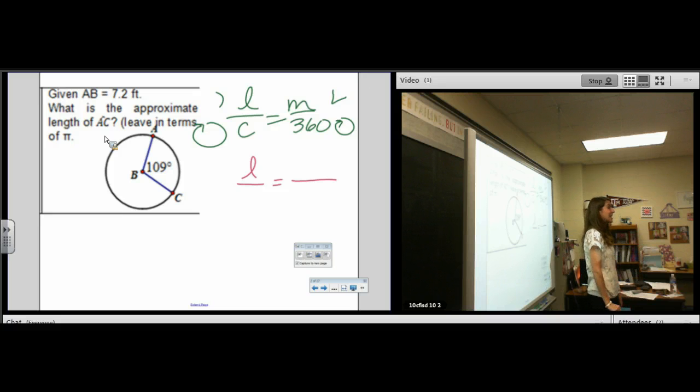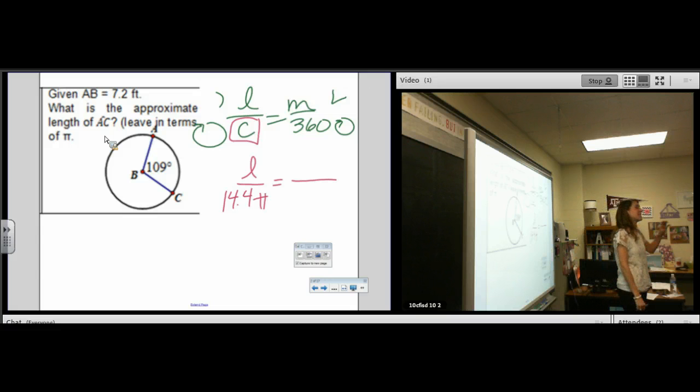Wait, what are you talking about? Sorry, what is C? Oh, 3D. Wait, what is... Oh, circumference. Circumference, 2 pi r, 14.4 pi, those would have all been acceptable answers. Sorry, I meant C as in C in the formula.